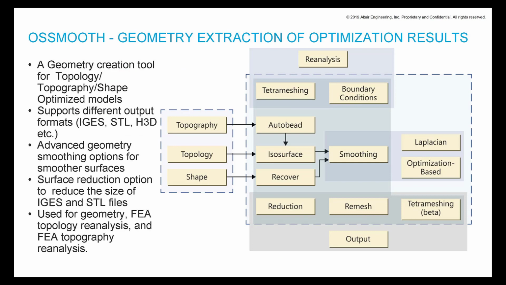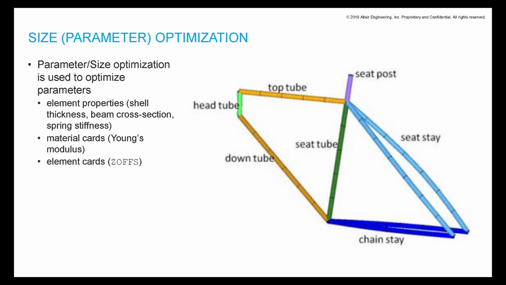OSSmooth is a semi-automated design interpretation tool of structural optimization results for further use in the design process. It is used for geometry extraction, FEA topology or topography reanalysis. Size optimization is used to optimize parameters such as shell thickness, beam cross-section, spring stiffness or Young's modulus.